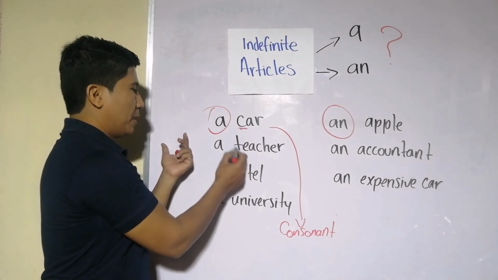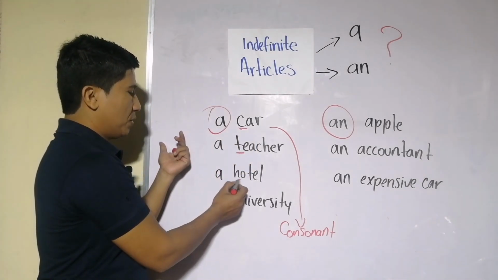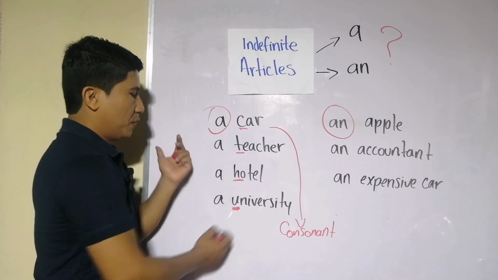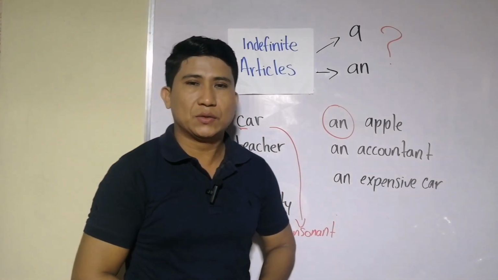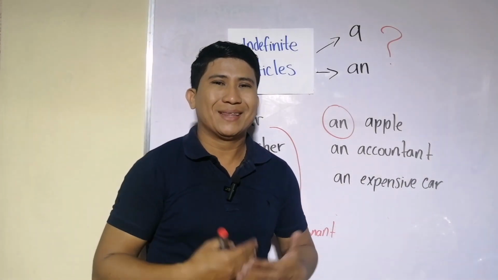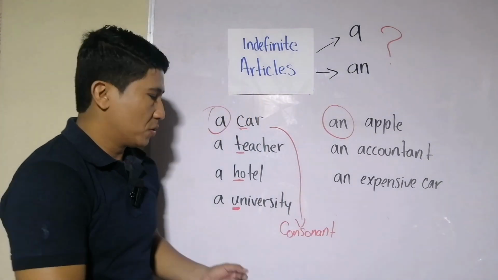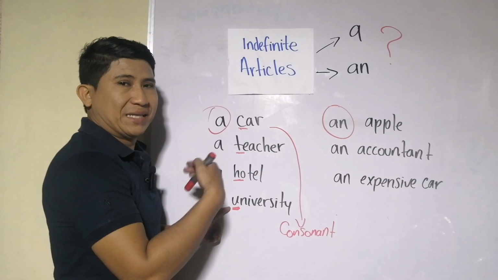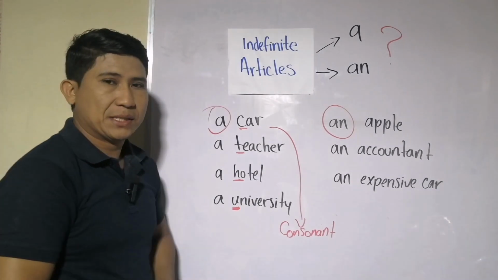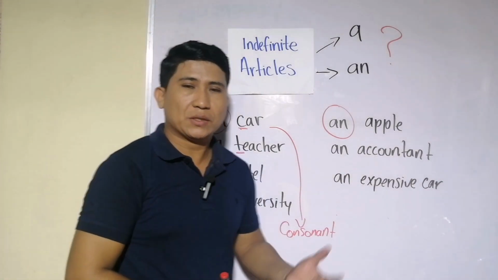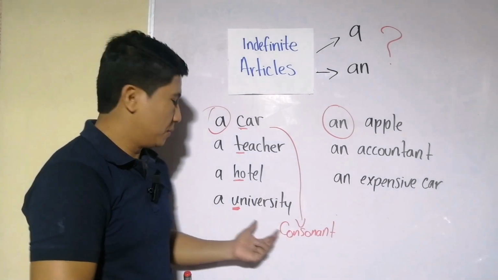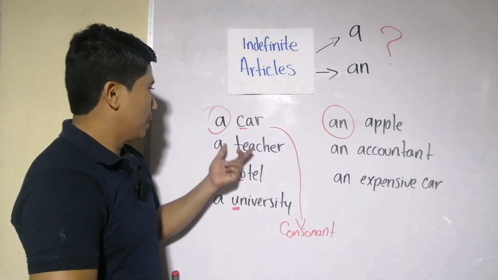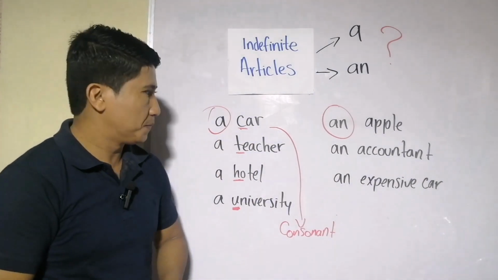Consonant sound: a car, a teacher, a hotel, a university. It's important to keep in mind that we mean the sound and not the letter, because you might say, well, this is not a consonant. No, it's not. But the sound is a consonant because we say "yuniversity". So that's why we say it's a consonant sound. So we say a university, a car, a teacher, a hotel.